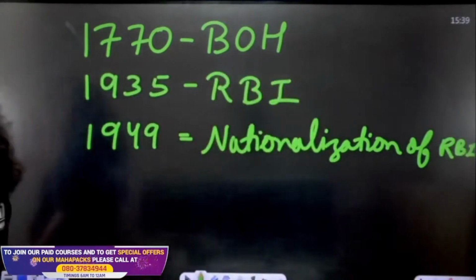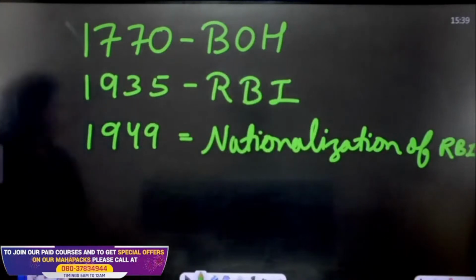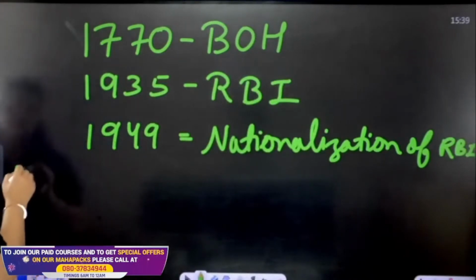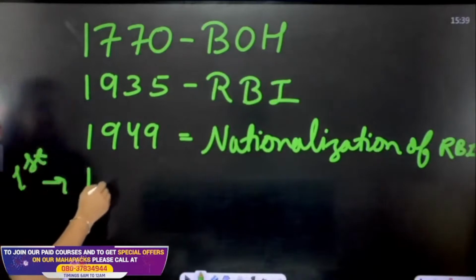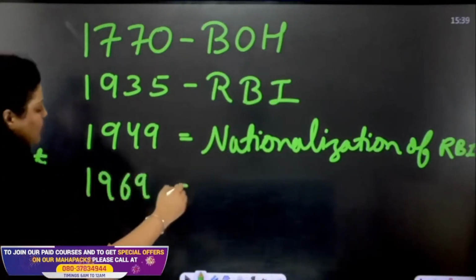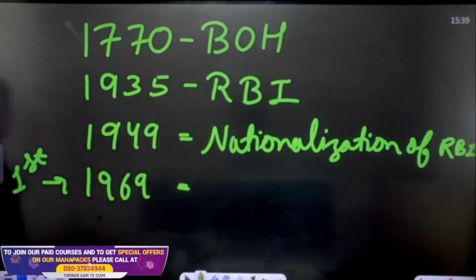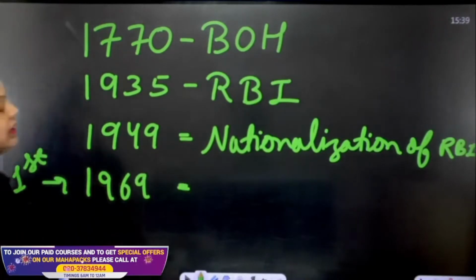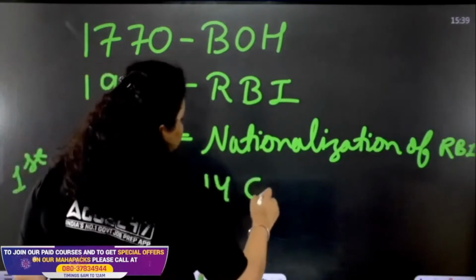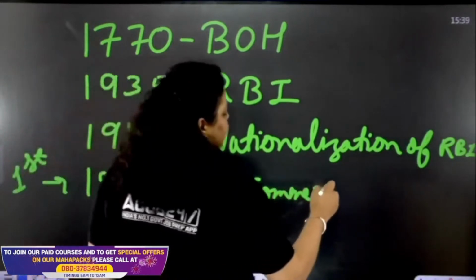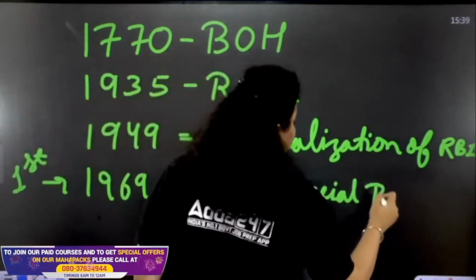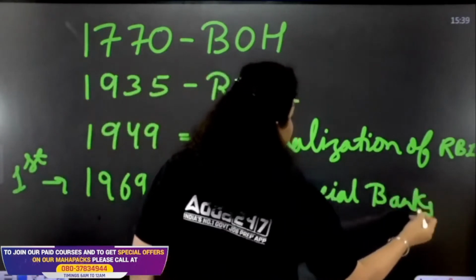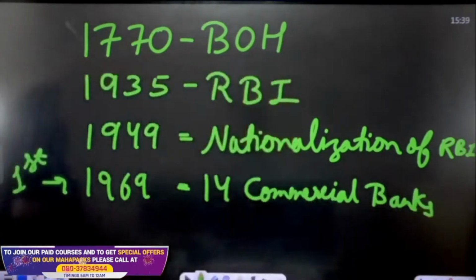Clear? Apart from that, if I talk about the nationalization of commercial banks, the first nationalization of commercial banks happened in 1969. In which year? In 1969, the first nationalization of commercial banks was seen, and 14 commercial banks were nationalized in the year 1969. How many commercial banks? 14 commercial banks were nationalized.